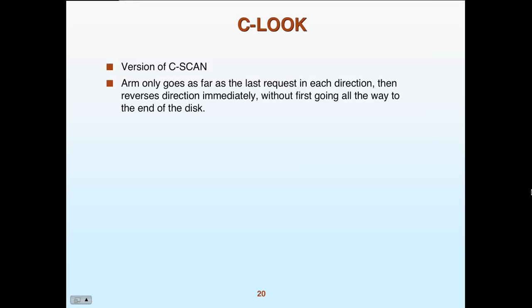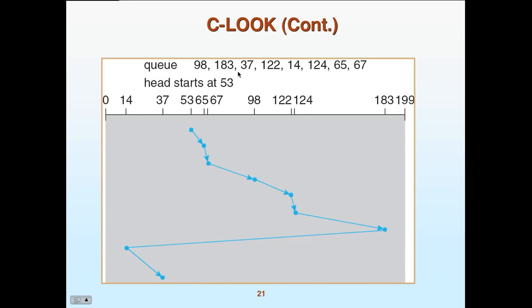Or we have the C-look, a circular look. It's a version of the C-scan where the arm only goes as far as the last request in each direction. So instead of going from the beginning of the disk to the end of the disk, it looks at the bytes that it needs to get, starts at the beginning position, which I believe is 37 from memory, and goes to the end. I can't remember what the end is, but we'll probably see in the next slide. Instead of going all the way to the end, here it is. It stopped at 183 instead of 199. This is handy because why go past it if we don't need it?